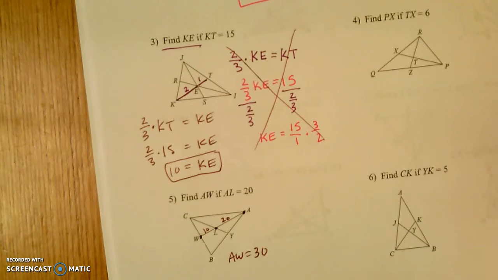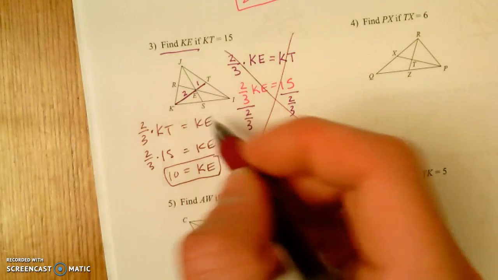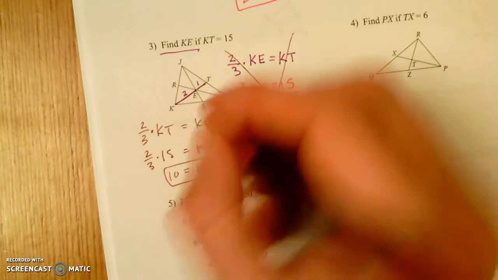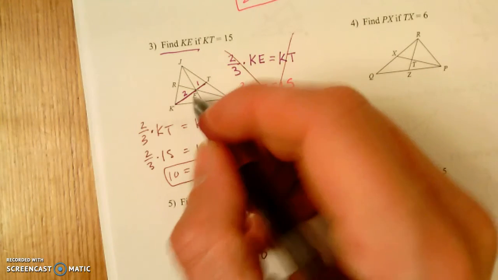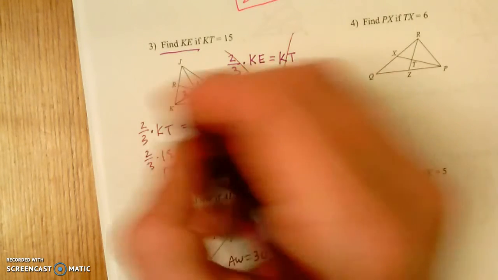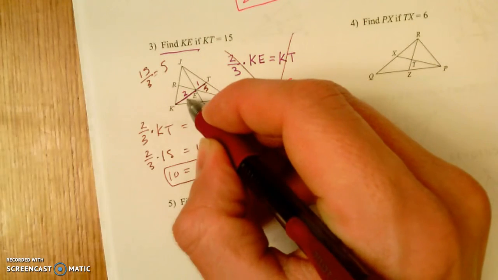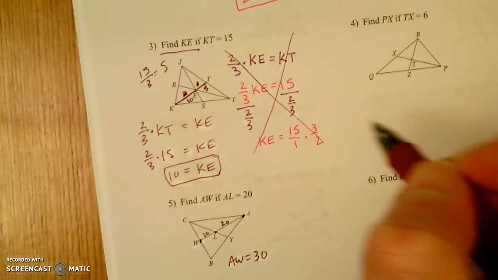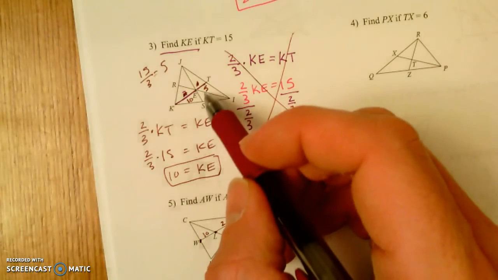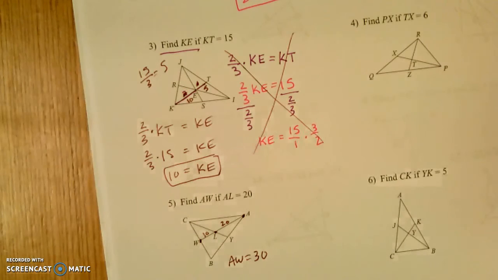We could have done something similar up here. There's almost no work to that. We could say that if KT is 15, then we would divide it into 3 smaller portions, 1 to go here and 2 to go here. And so 15 divided by 3 is 5. So this will be a 5, and this will be 10. So KE is equal to 10. So just remember, there's 3 parts here. 2 parts go with the larger part of the median, 1 part goes with the smaller part.